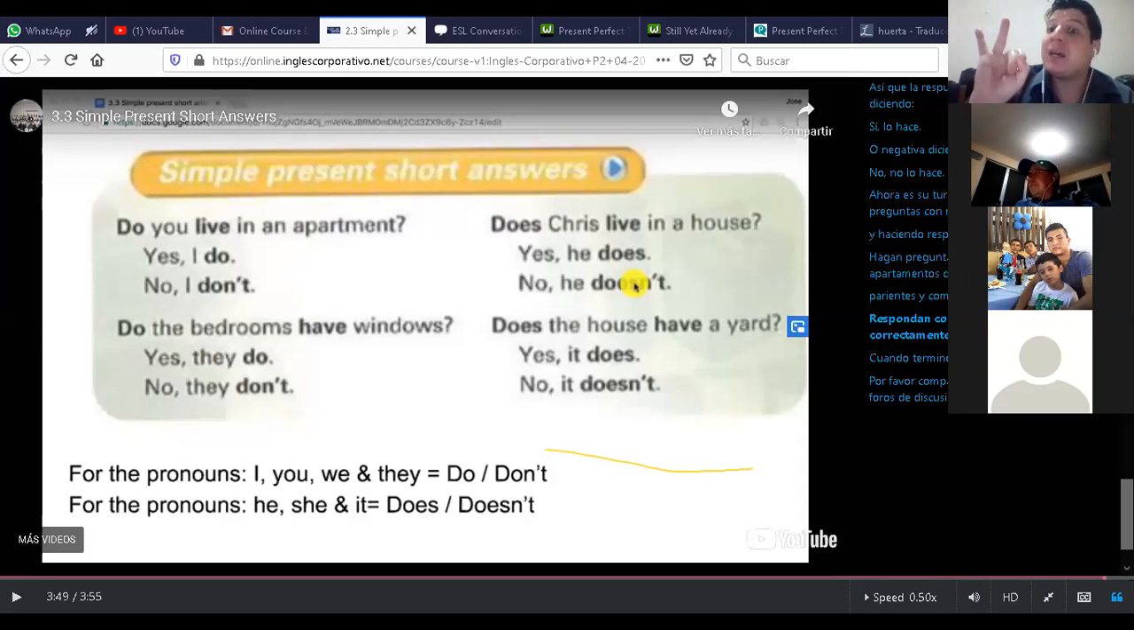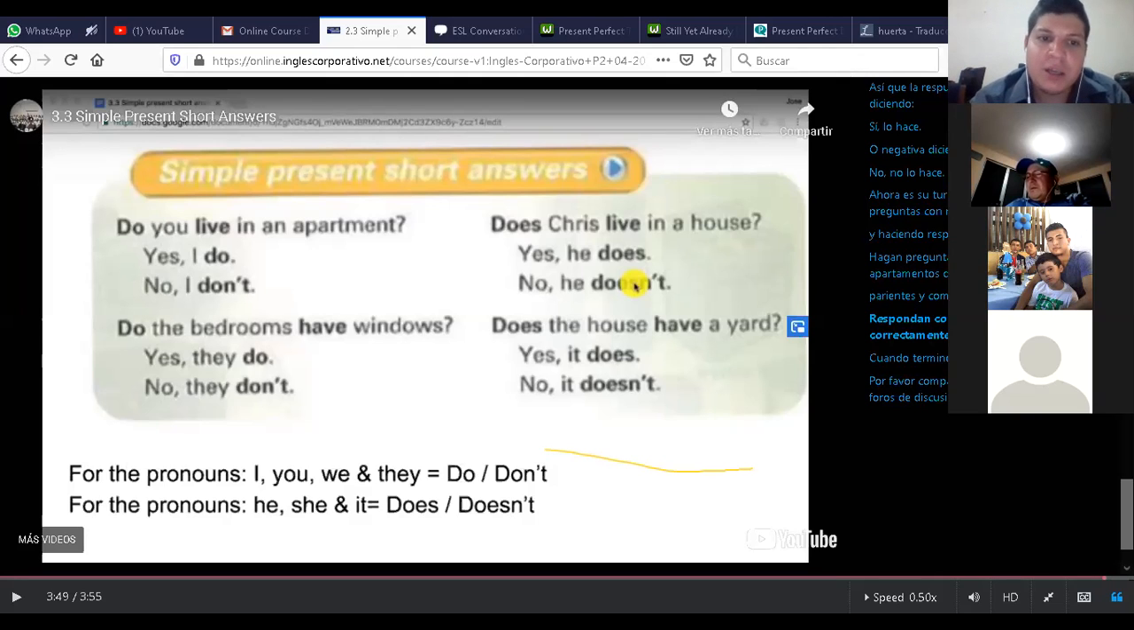Bedrooms, garages, kitchens, living rooms, todo va en plural porque igual en español decimos cuántos cuartos tiene. Okay? Es lo mismo. ¿Cuántas salas tiene? No decimos, oye, ¿cuánto cuarto tiene? En singular, ahí eso es todo extraño. How many garages, how many bedrooms, how many living rooms?